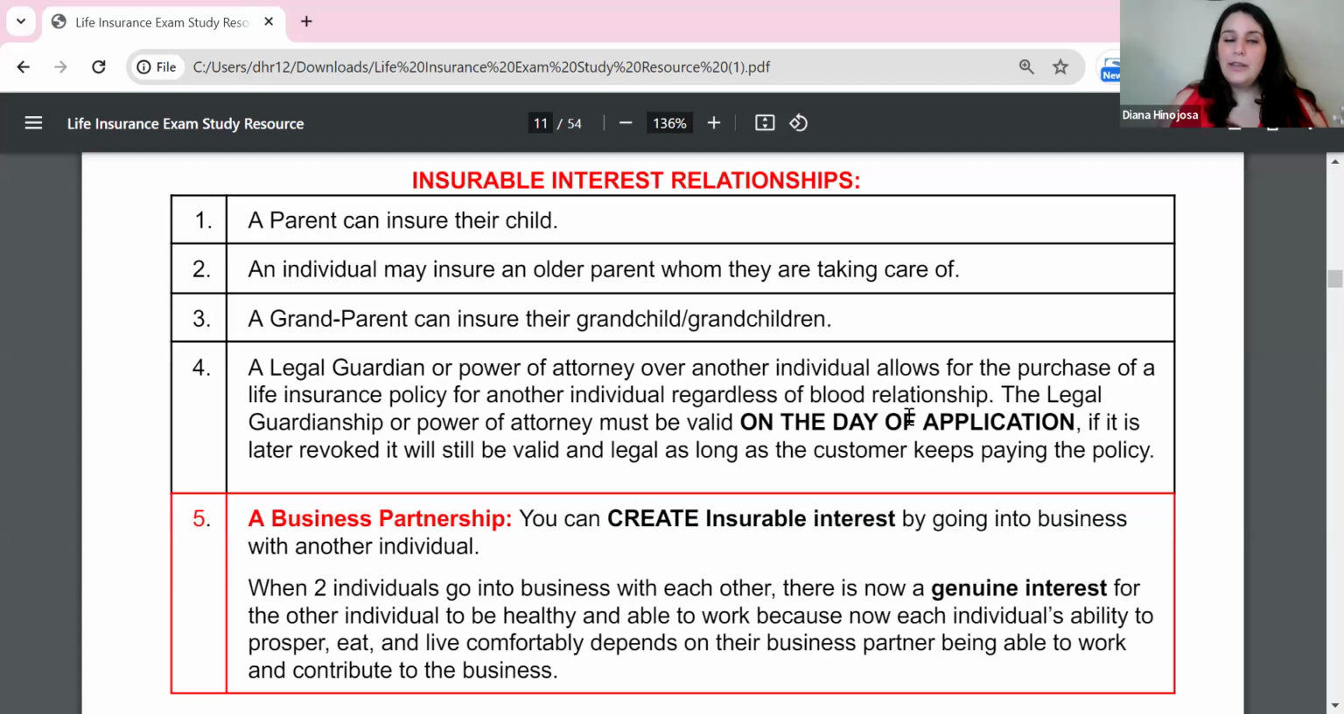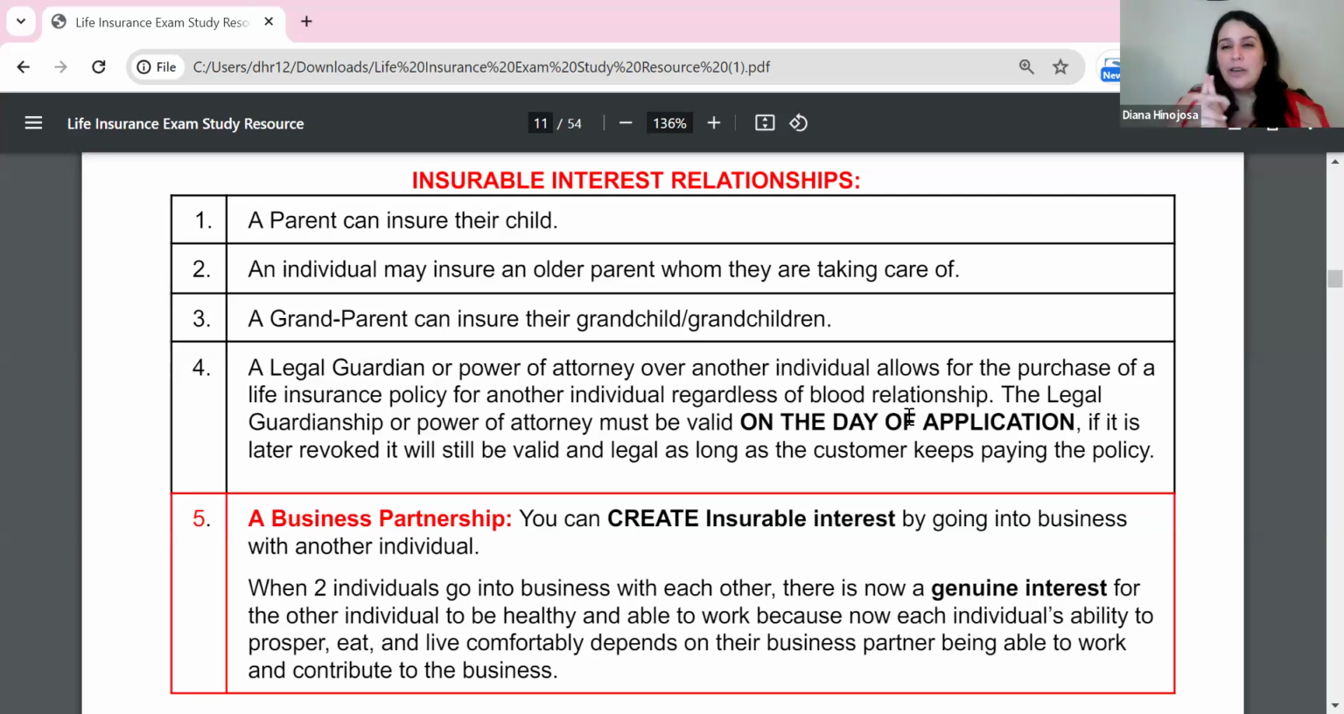The next one that is legal and already a set relationship: a grandparent can buy policies for their grandchildren. And when it comes to kids, we can either buy them their own policy or we can add them to an adult's policy with a child term rider. We would make sure those relationships are established, legal, and correct the day of your application. So relationships one and three, the parent and the grandparent, are already set.